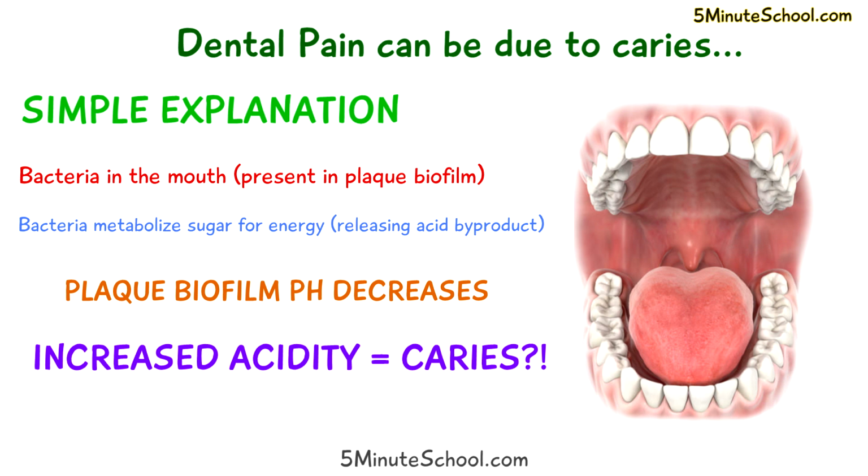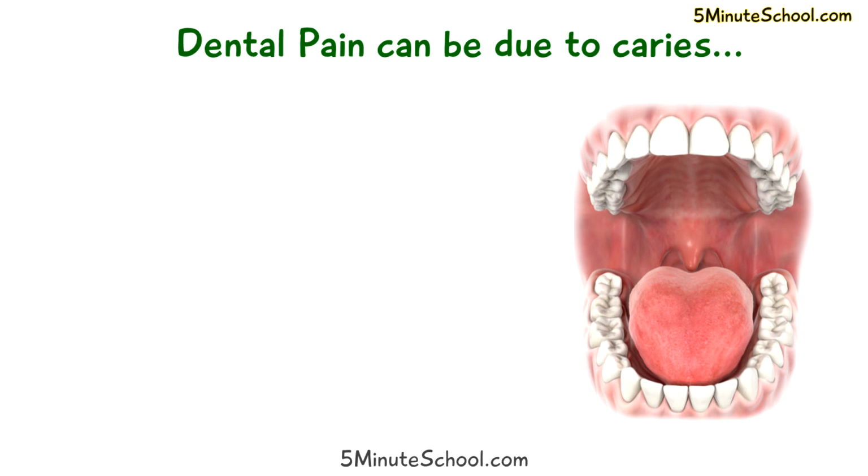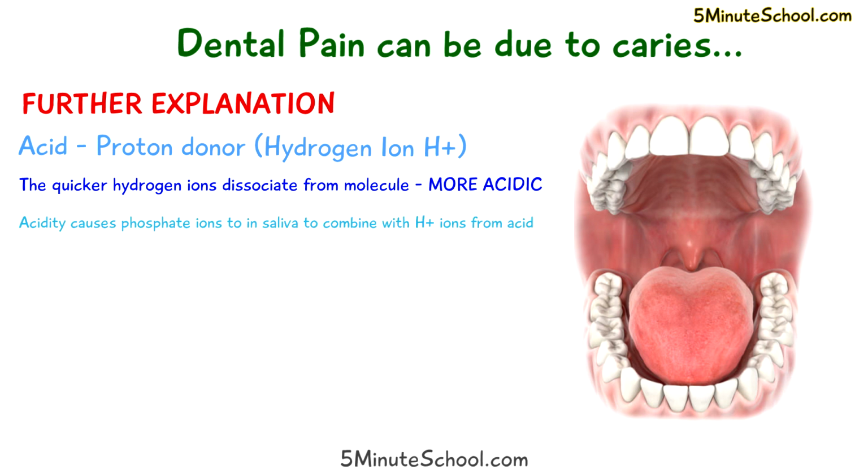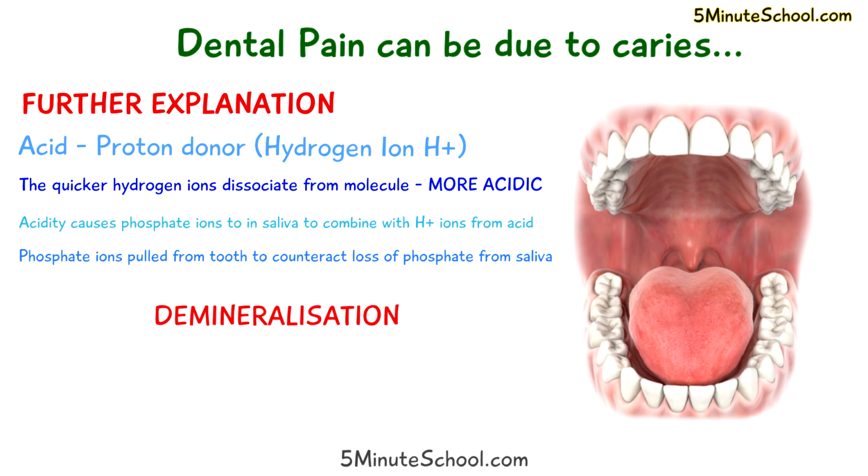So that's a very simple way to understand how caries work, but in reality it can get a little bit more complicated, because acidity is a measure of hydrogen ions, and the more hydrogen ions released, the more acidic in nature the acid is. When we have this acid layer on the tooth surface, phosphate ions in the saliva combine with these hydrogen ions from the acid. To balance the loss of these phosphate ions in the saliva, they're pulled out of the teeth and into the saliva. So because of this acidity, the tooth has lost phosphate ions in a process called demineralization.